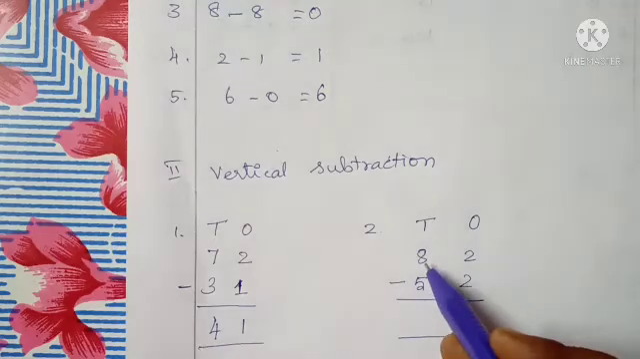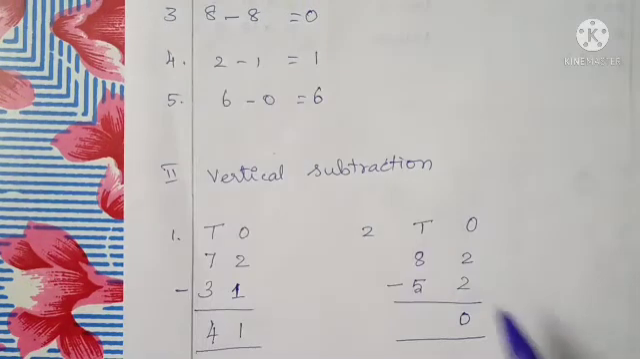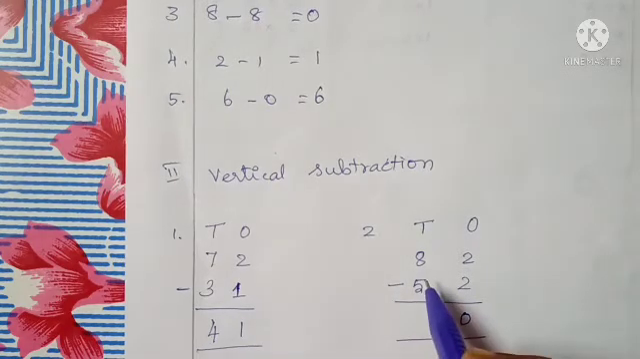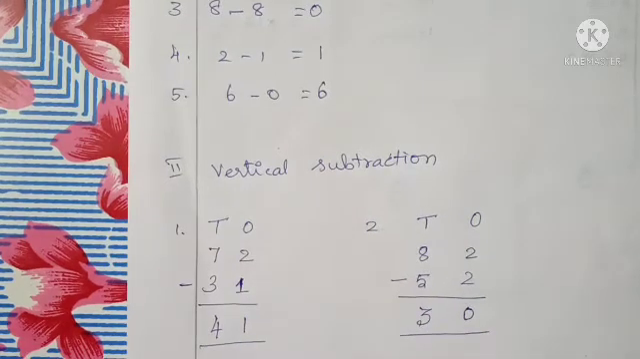Then the next one, the tens place. 8 subtract 5. 8 in the mind, 5 on the fingers. Before 8, count back: 7, 6, 5, 4, 3. So 8 is a bigger number, 5 is a smaller number, then it is possible to do the subtraction. So 3, 0, 30 is the answer.